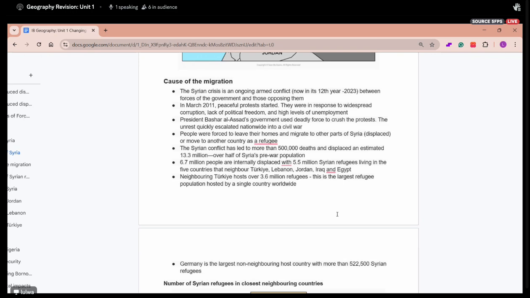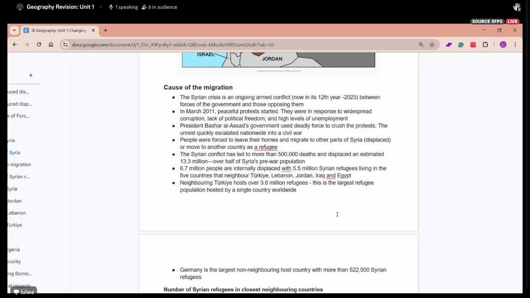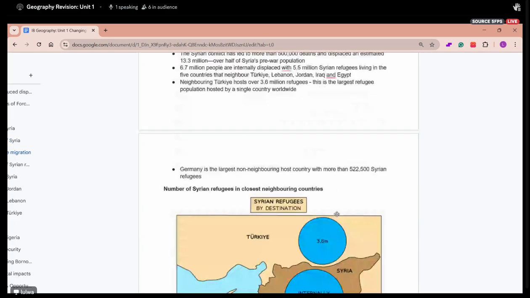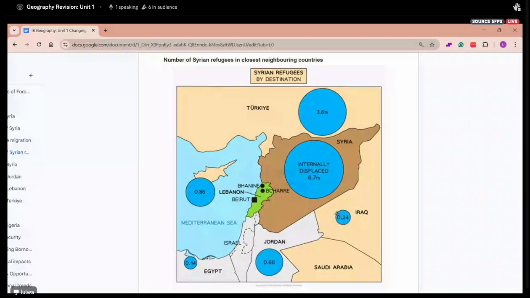And 6.7 million people are internally displaced, with 5.5 million living in the 5 countries that neighbor them, which are Turkey, Lebanon, Jordan, Iraq, and Egypt. Turkey hosts over 3.6 million refugees, and this is the largest refugee population hosted by a single country worldwide. And as you can see here, this is the number of Syrian refugees per destination. Turkey has 3.6, Lebanon has 0.86, Jordan has 0.66, Egypt has 0.14, and Iraq has 0.24.